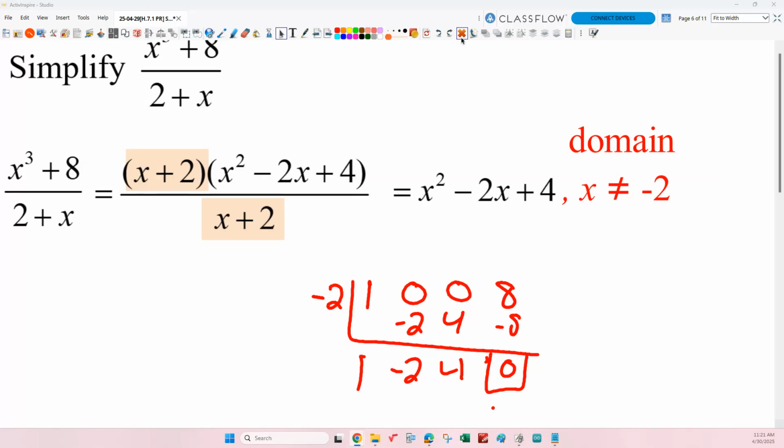So we factored out the x plus 2 of the top. We get that polynomial. Cancel. We're left with the quadratic. And then in the domain, x cannot equal -2. Feeling okay with that one? In the quadratic, it's just the answer. Yeah, it doesn't want us to solve, it just says simplify.